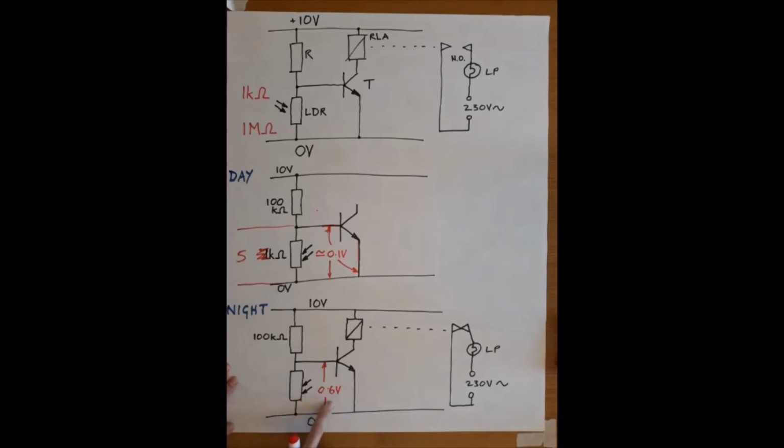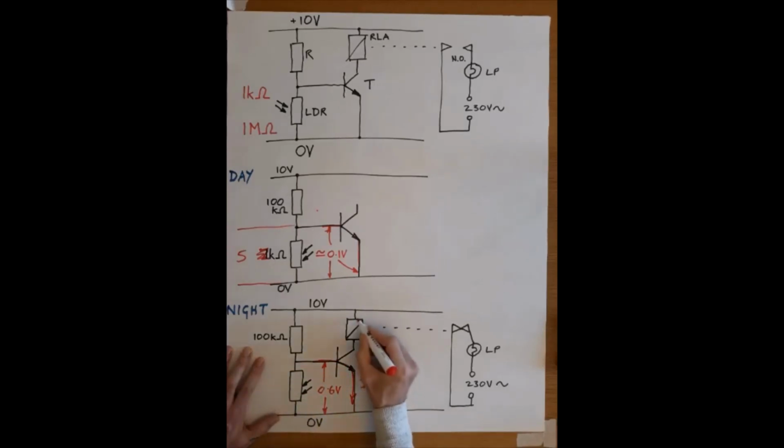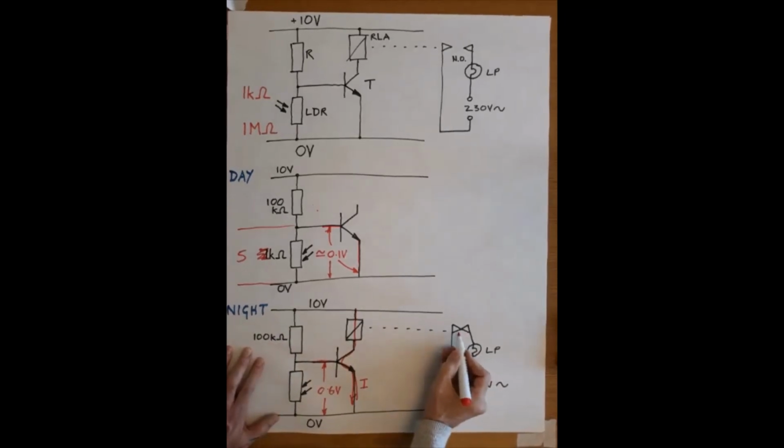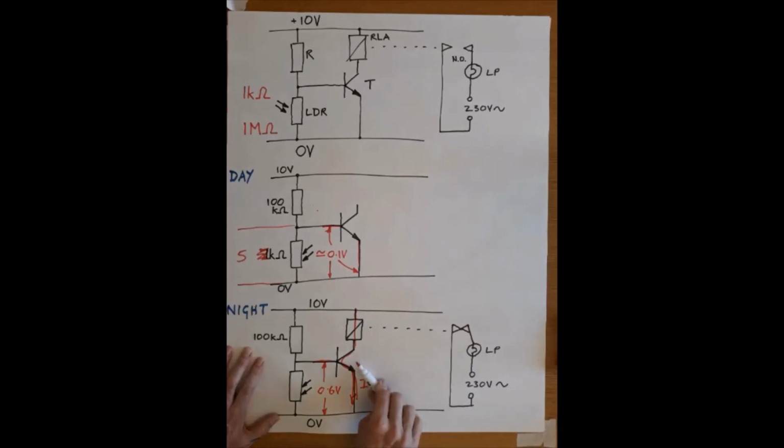In getting 0.6 volts here, we pass a current down there. That brings the main current through here. The relay engages, the contacts close, and the lamp will illuminate. So that is a dusk till dawn light.